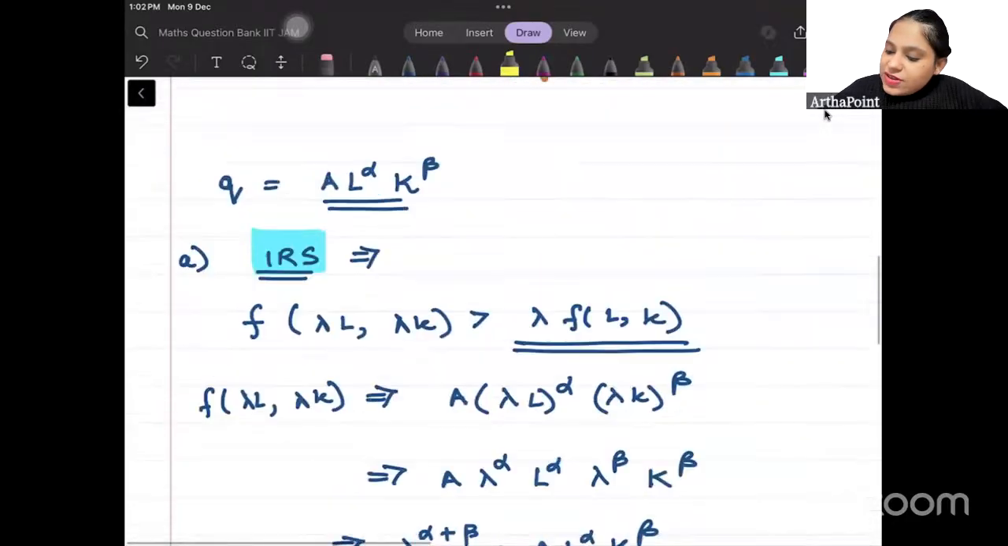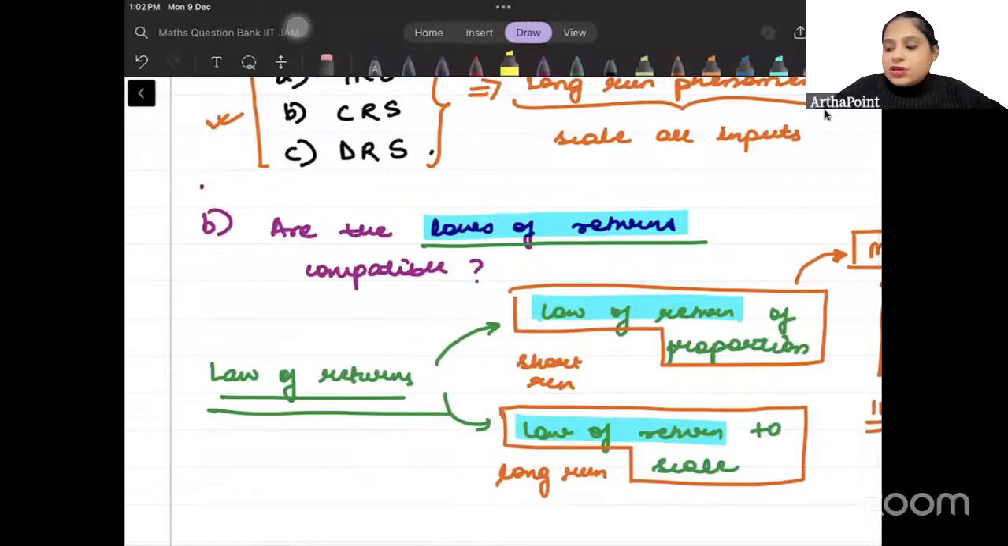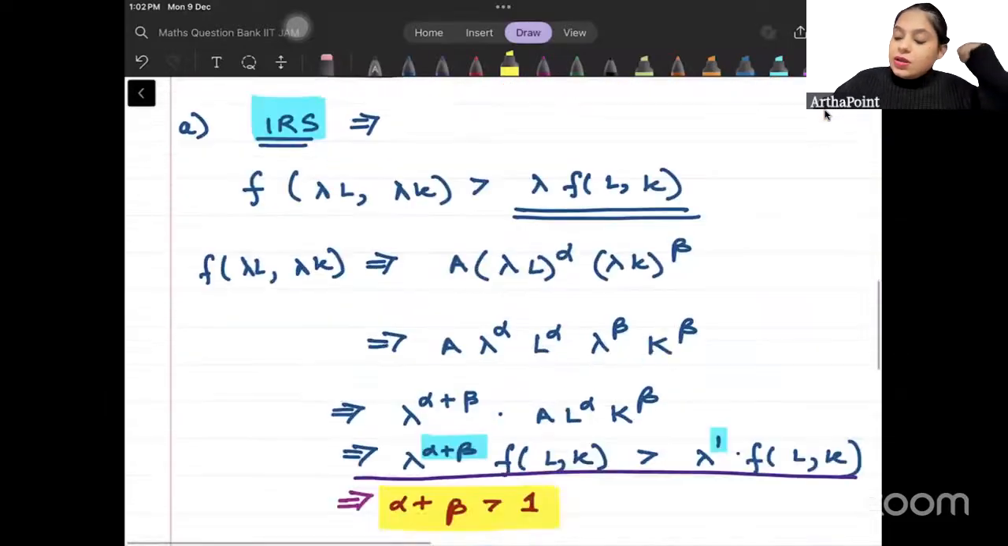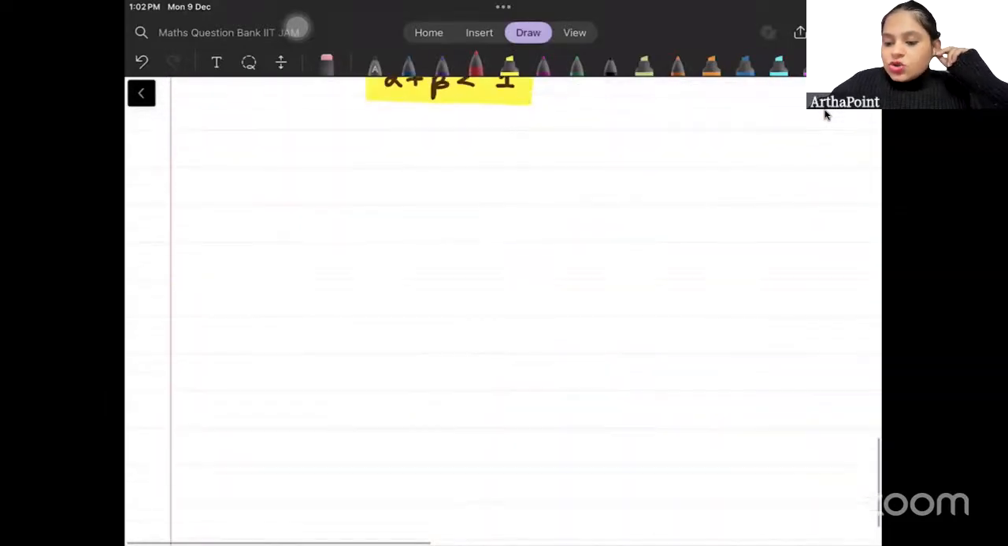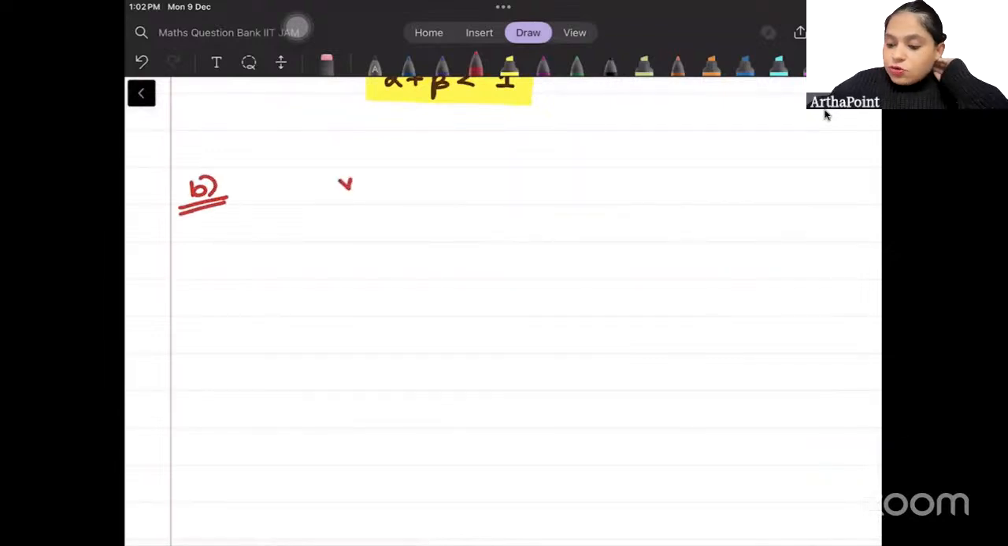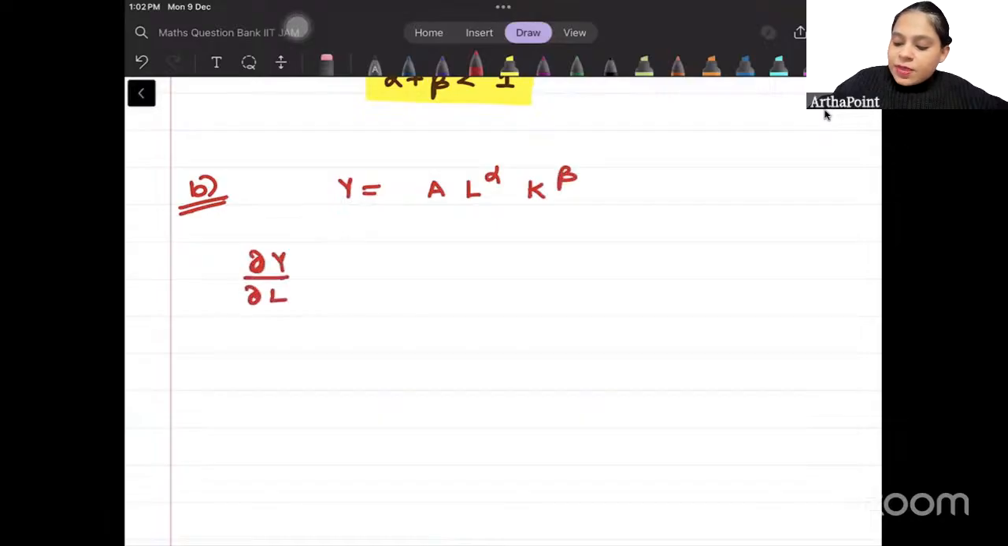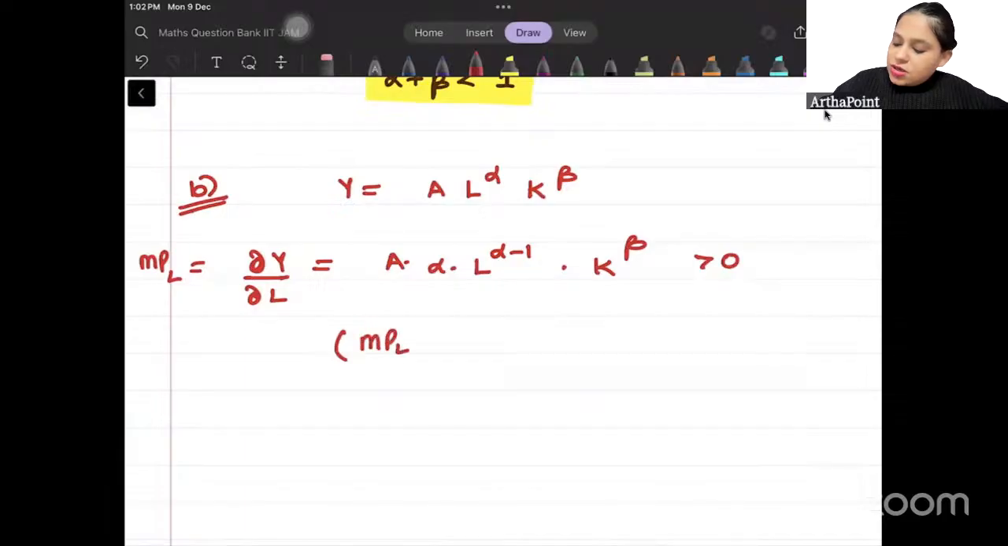Now if I want to compare it with the law of returns, I will assume returns to proportion and I will also check the marginal product of labor, right? So this is part B, it's just for 1 mark. You have your output as Y equals A, L to the power alpha, K to the power beta. If I do del Y by del L, this will give me my marginal product of labor. So I will get A alpha L to the power alpha minus 1, K to the power beta. This is positive. So marginal product is positive.